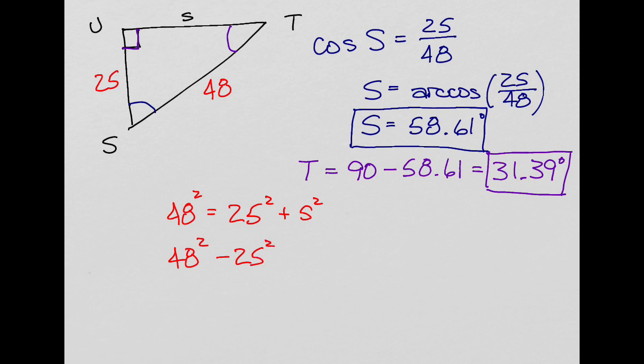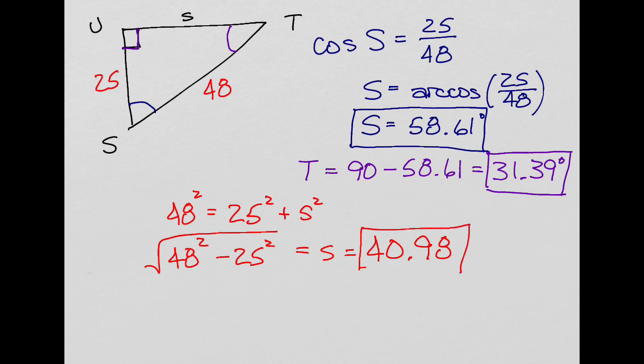And you use a calculator, certainly do that in whatever configuration that you like to come out with the length of side S, which should be 40.98 of whatever units we're measuring, and it doesn't say. And we have just solved that right triangle.